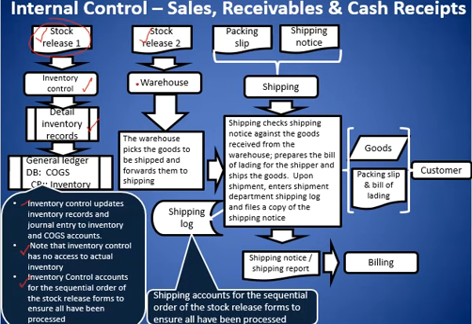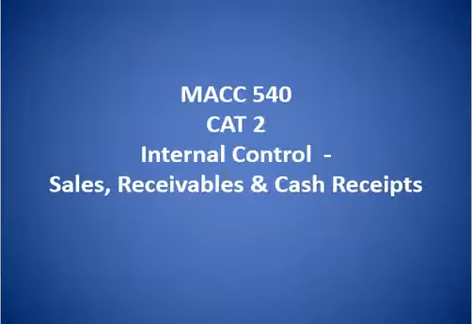Stock release number 2 goes to the warehouse itself where the inventory is kept. The warehouse will pick the goods to be shipped, and it's going to forward those goods to shipping. The way the warehouse knows to do that is through the authorization of the stock release form. Now, at the same time, the stock release form, or the actual inventory itself, gets sent to the shipping department. So I'm going to draw a red arrow there.